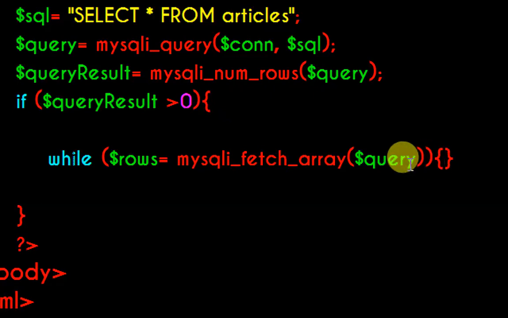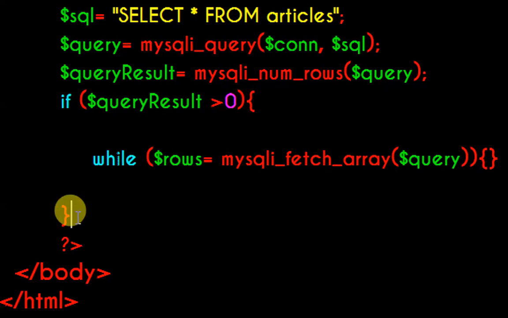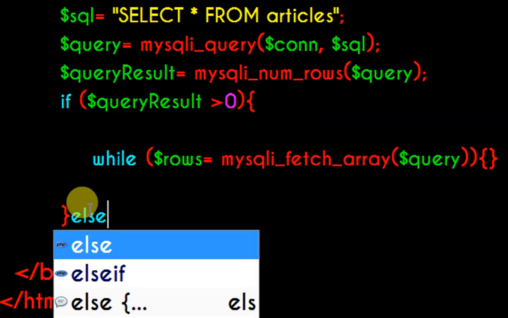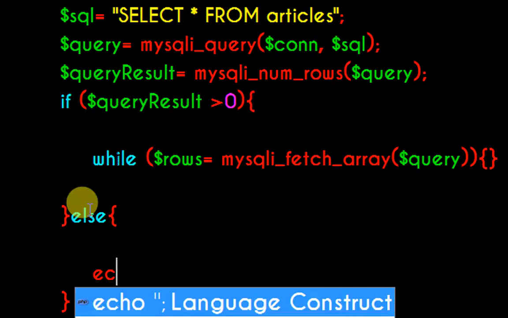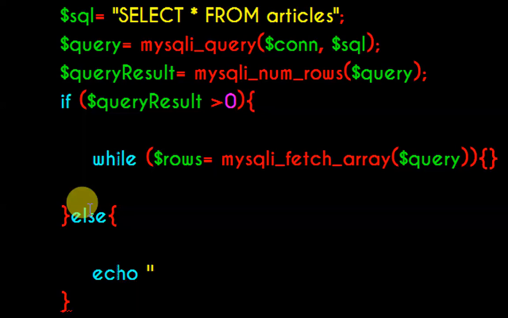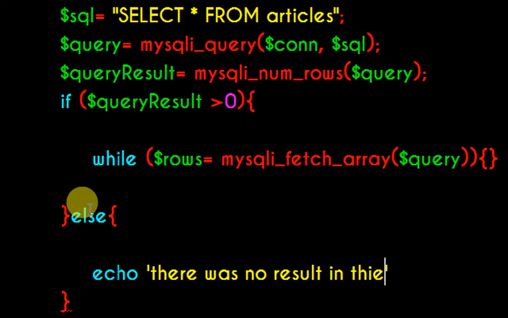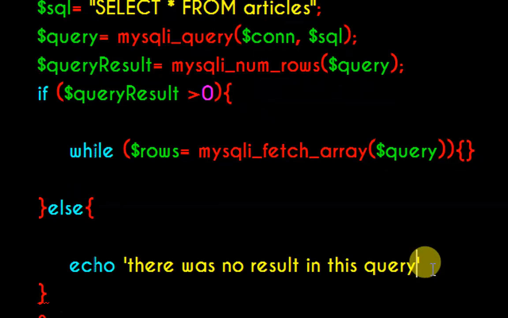Okay, so remember what we actually did there was to check if the result is greater than 0. Then right here I want to run an else statement. So if there is no result in our database, we're going to be returning an error message. So I want to say echo there was no result in this query.